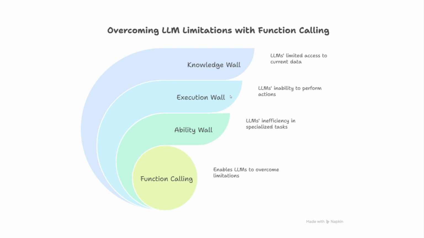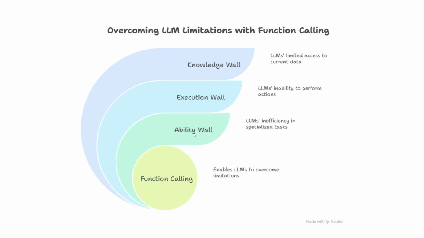Next, we have the execution wall. An LLM cannot directly perform actions. It can't send an email or process a payment. By calling external functions, we give the AI the ability to trigger concrete actions in the real world.